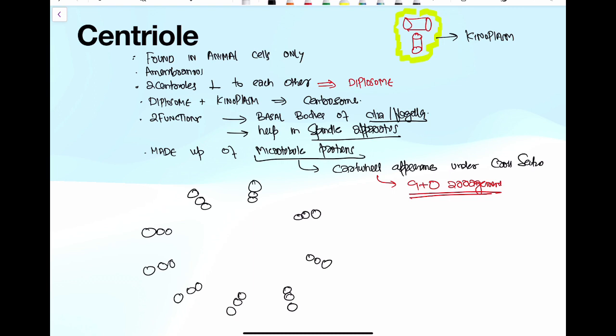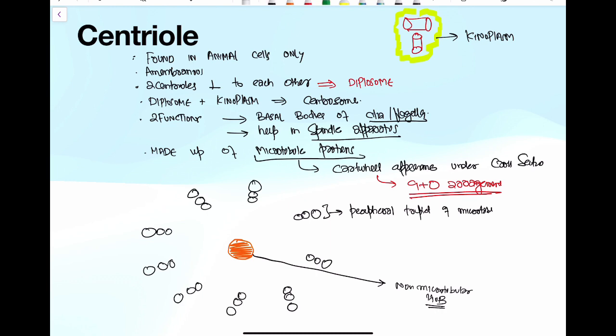We have 9 triplets of microtubules in the periphery, and we have a central proteinaceous non-microtubular structure which is called the hub. So this is a peripheral triplet of microtubules, and this is the central non-microtubular hub. In these triplets we call this A, this B, this C. So A, B, C are the names of the individual microtubules.